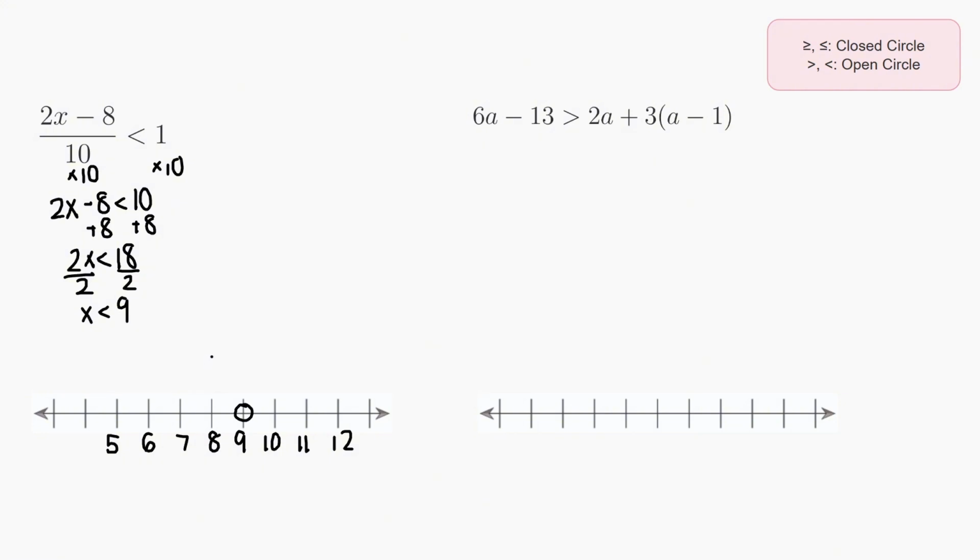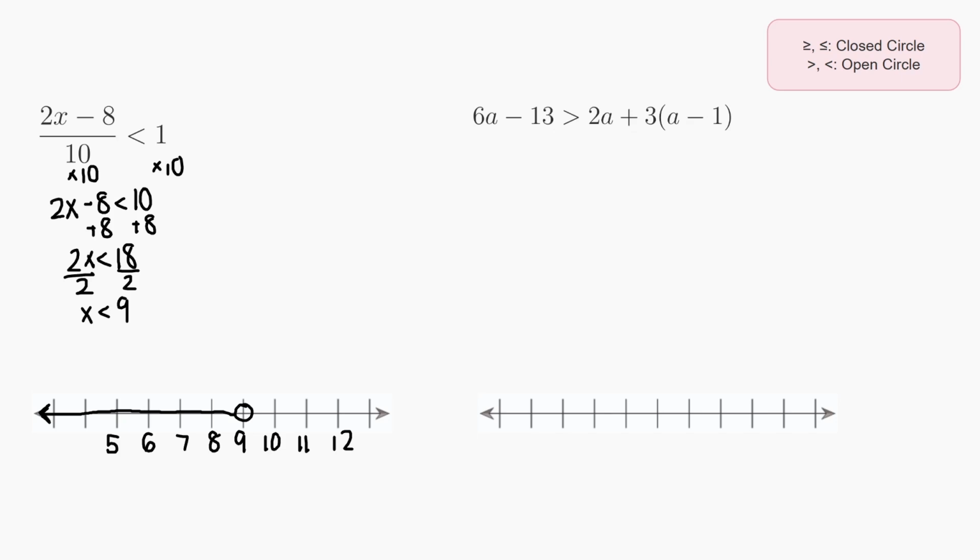In this case, we look at the arrowhead. The arrowhead is pointing to the left, so we make our line to the left. Just checking our answer. We know that x should be less than 9, so solutions like 5, 6, 7, 8 should work, which is why the line is going this way.